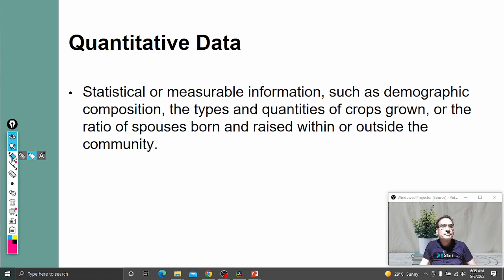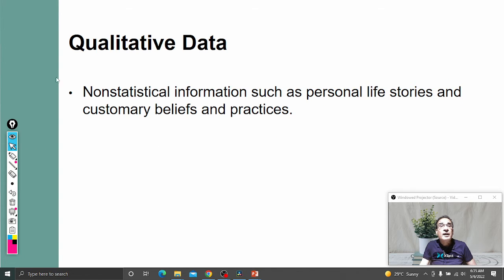Quantitative data. As you know, it is statistical or measurable information such as demographic composition, types of crops grown, and ratio of spouses born and raised outside of the community. This is quantitative data. Mostly we collect this data in quantitative research, while qualitative data is non-statistical information such as personal life stories and customary beliefs and practices. So in ethnographic research, we collect qualitative data.